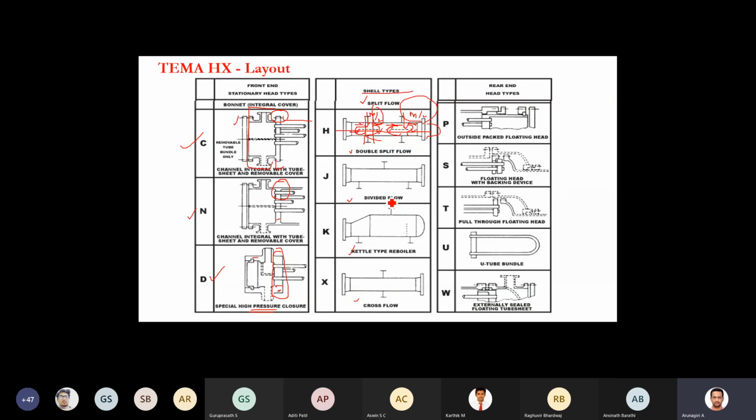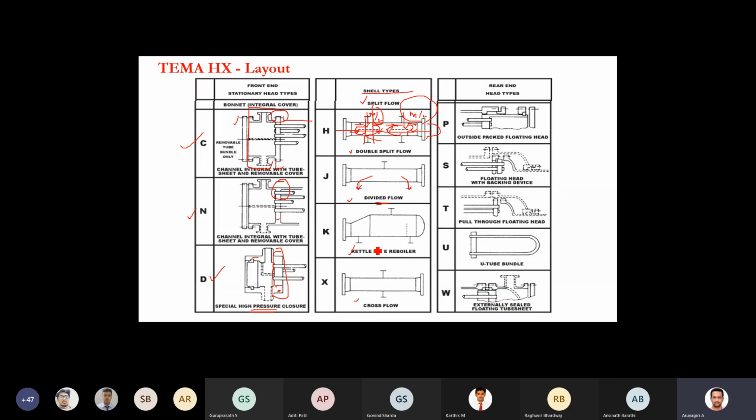Okay, another one is divided flow. In one of the classes we discussed the difference between split flow and divided flow. In split flow, the flow is split inside the exchanger, but in this case the flow is divided outside the exchanger. So instead of having one outlet nozzle, two outlet nozzle arrangements or provisions are given in the divided flow arrangement. So split flow, double split flow, or divided flow are normally preferred for high flow rates and high heat duties.